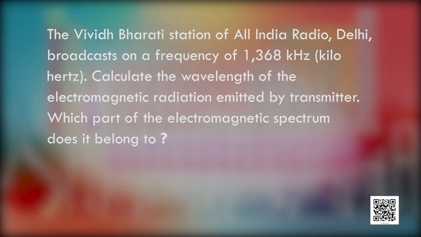Now that we have learned so much about electromagnetic radiations, it is time for some task. I am giving you a problem which is coming up on the screen. The Vividh Bharati station of All India Radio Delhi broadcasts on a frequency of 1368 kilohertz. So, what have we given you? We have given you the frequency. Calculate the wavelength of the electromagnetic radiation emitted by the transmitter. Which part of the electromagnetic spectrum does it belong to? So, there are two questions in the same problem.